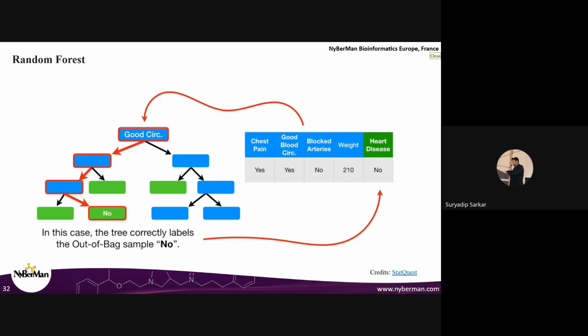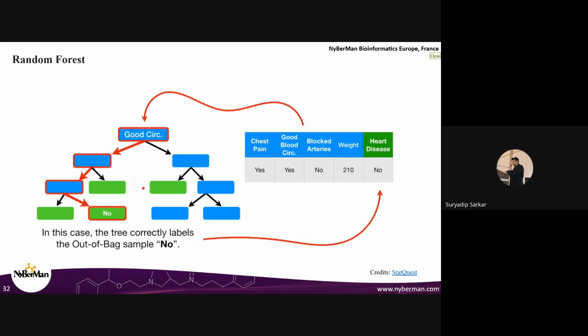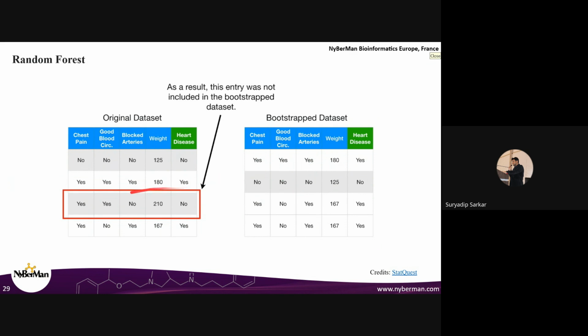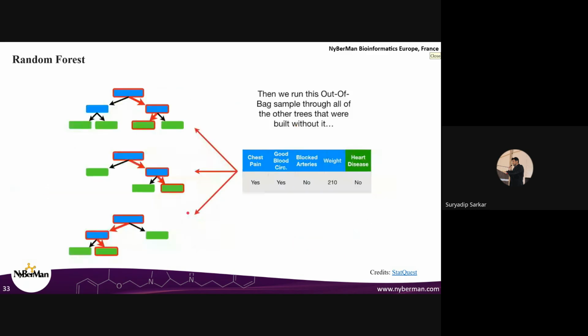Say, for example, we run it down the first tree, and in this case, the tree has correctly labeled the out of bag sample as no. Then we run this out of bag dataset through all the other trees that were built without it. If you remember, this is the first tree that we built, and it was built using this particular bootstrap dataset that did not have this sample. So this is an out of bag dataset for the first tree only. For the second tree, this might have been used to build it. We don't know that. But for the first tree, it was not used. So we run it down the first tree, and then down all the other trees that were built without it as well.